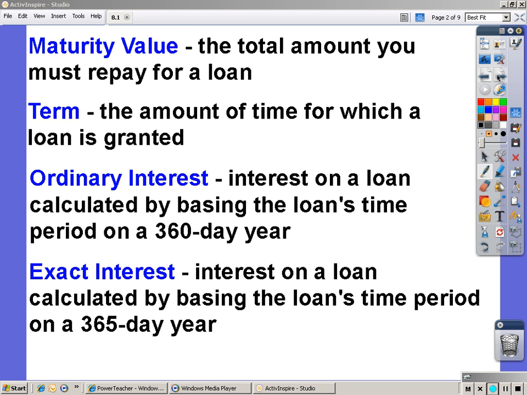Okay. Now, the maturity value is the total amount you must repay for a loan. The term is the amount of time for which a loan is granted. And we have two types of interest. We have ordinary interest, which is interest on a loan calculated by basing the loan's time period on a 360-day year. The other type of interest is exact interest, where it's interest on a loan calculated by basing the loan's time period on a 365-day year.